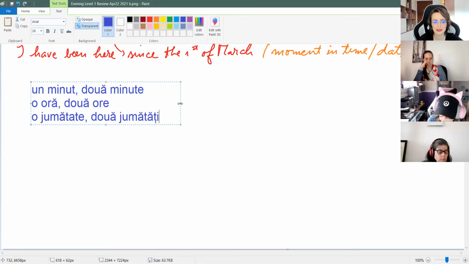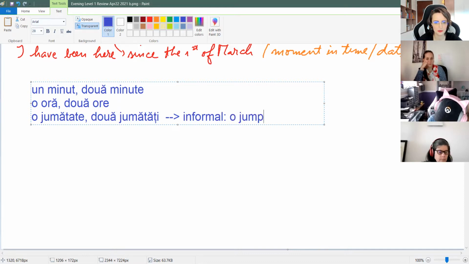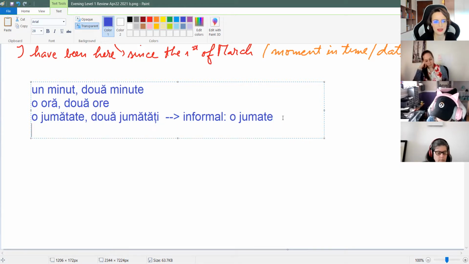And this one also has an informal way. You know the informal one? So you take jumătate and then you cut out a part of it. You cut out this "at" and you get jumate. People say this all the time, o jumate. It's just easier to pronounce. So how do you say half an hour? It's literally a half of hour.